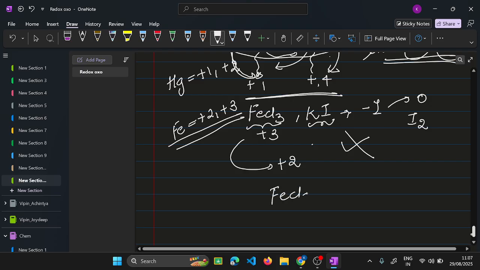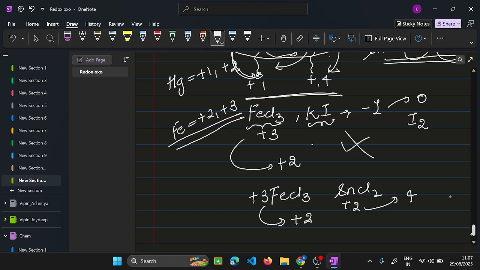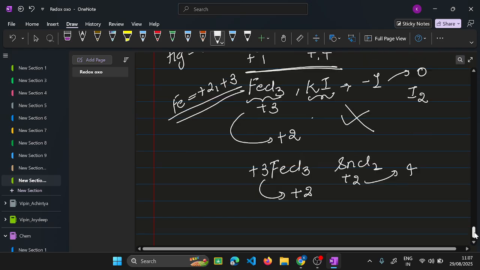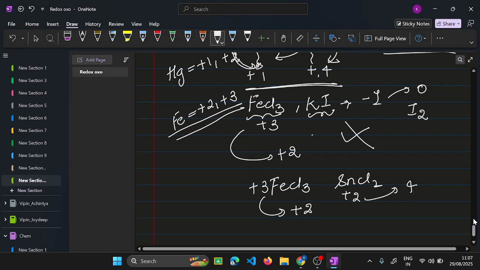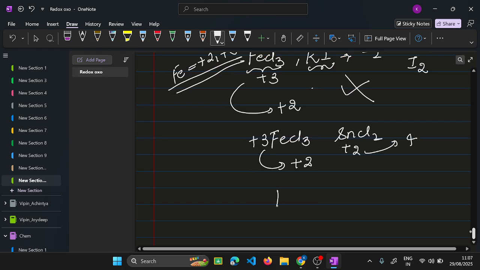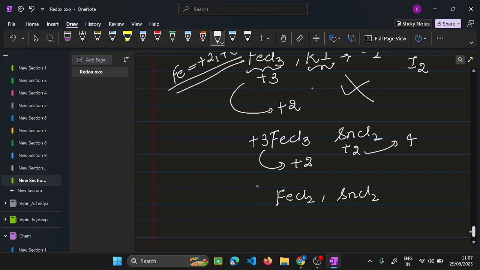Next option, FeCl3 and SnCl2. In this also it is the same: Fe goes from +3 to +2 and Sn goes from +2 to +4. One is getting oxidized, another is getting reduced. So this cannot be the answer, right? Any doubts? Now the last one, FeCl2 and SnCl2.